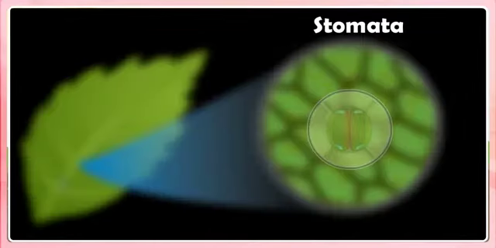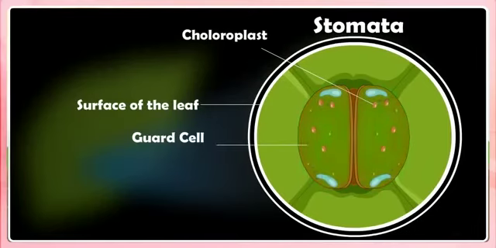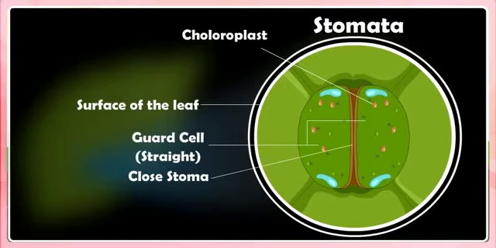Each pore is surrounded by a pair of guard cells. The opening and closing of stomatal pores in the leaves is controlled by the guard cells. The carbon dioxide gas present in air enters the leaves of a plant through the stomatal pores present on their surface, and the plants take water needed for photosynthesis from the soil.